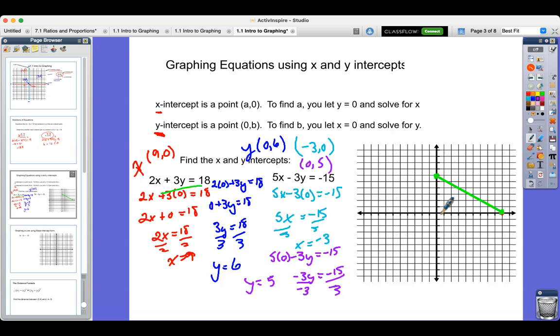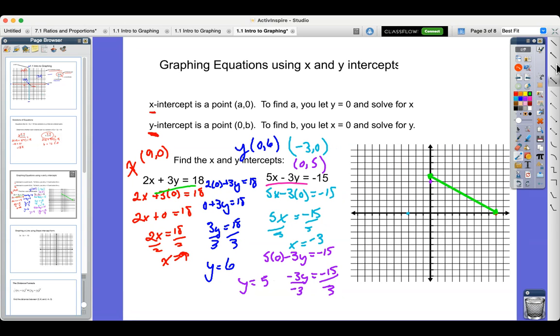So if I was graphing these, I'll be at (0, 5): 1, 2, 3, 4, 5 right there. And then our x will be at negative 3: 1, 2, 3, right there. Then the line for this, we're going to make it in this nice little hot pink right here.